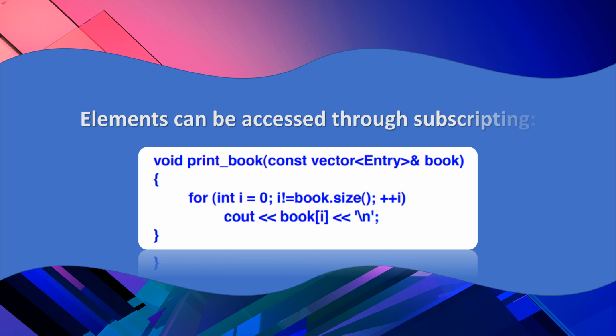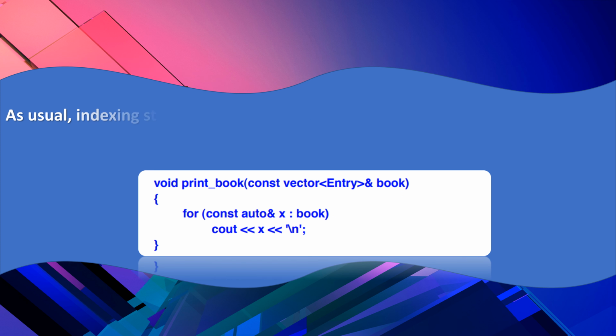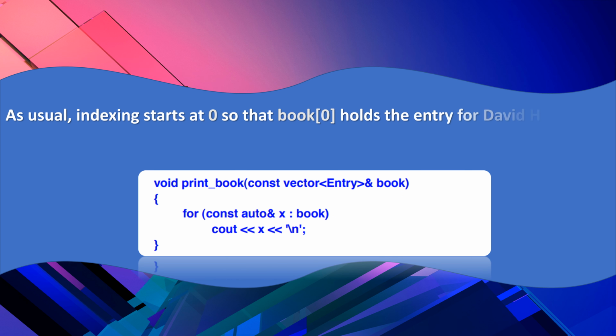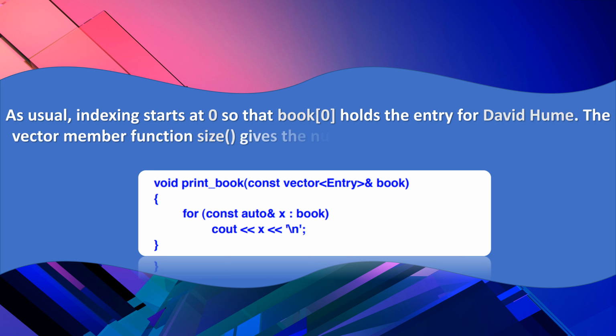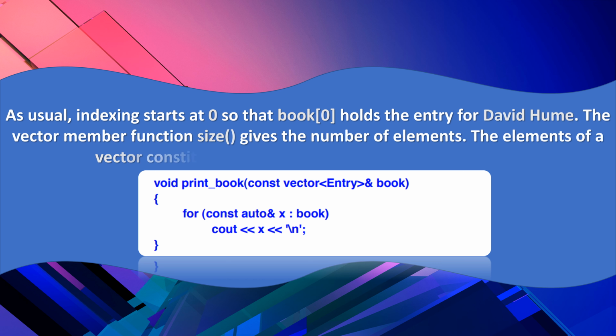Elements can be accessed through subscripting. void print_book(const vector<Entry>& book) { for (int i = 0; i != book.size(); ++i) cout << book[i] << '\n'; } As usual, indexing starts at 0 so that book[0] holds the entry for David Hume. The vector member function size() gives the number of elements.